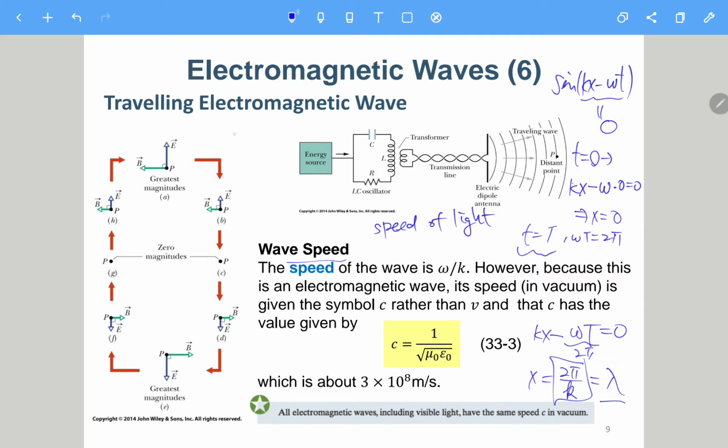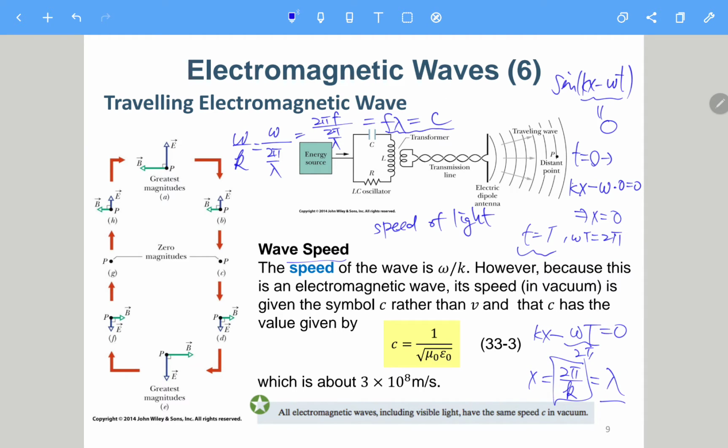So actually here, omega over k is just like omega over 2 pi over lambda. Or you can rewrite omega to be 2 pi f over 2 pi over lambda. So 2 pi and 2 pi will cancel. It becomes f times lambda, which is c. So for the light or EM wave, f times lambda is c, or any wave f times lambda is c.